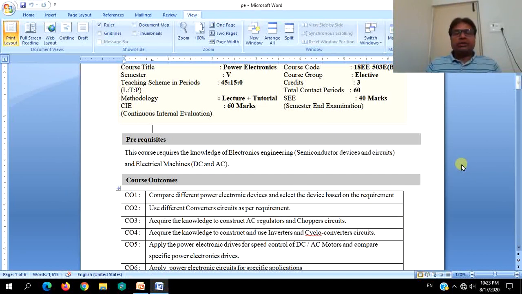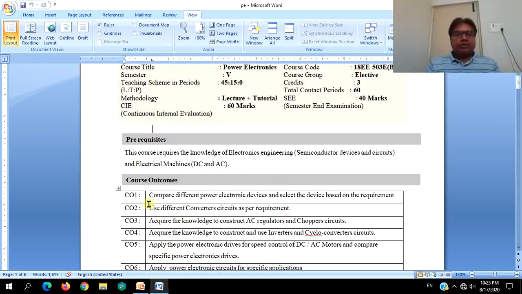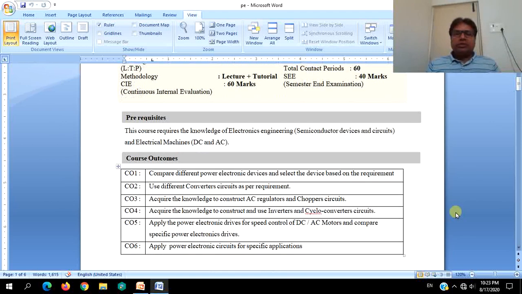This is our power electronics subject. Up to the last session, that is the 28th session, we have covered 5 units of this course, CO1 to CO5, and particularly in the last 4 sessions we have discussed the applications of power electronic converters under unit 5, with the course objective of applying the power electronic drives for speed control of DC and AC motors and comparing specific power electronic drives.